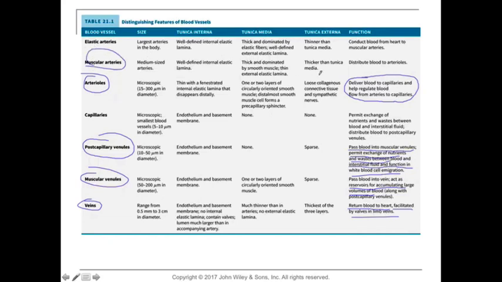Muscular arteries distribute blood to arterioles. Elastic arteries conduct blood from the heart to the muscular arteries. Capillaries permit the exchange of nutrients and waste between the blood and interstitial fluid. And they're going to distribute blood to the post-capillary venules.